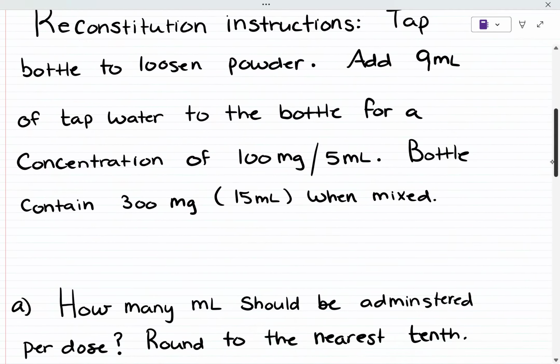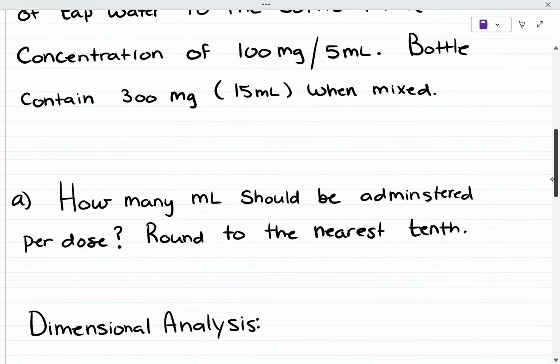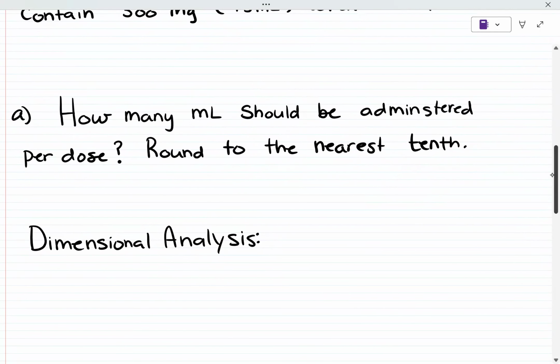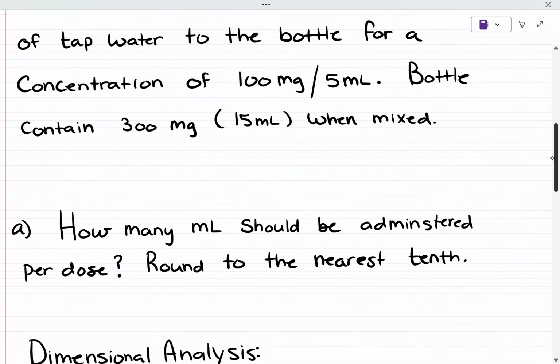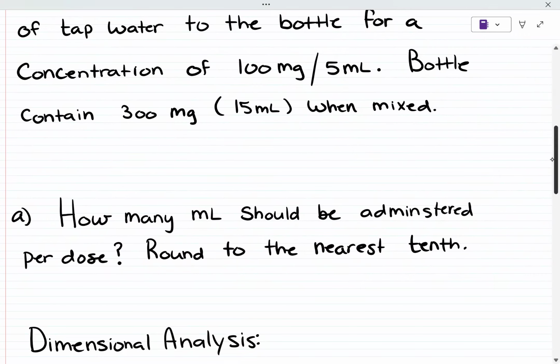Part A says, how many milliliters should be administered per dose? Round to the nearest tenth. We could definitely do this three ways: dimensional analysis, ratio and proportion, and formula. They're going to give you information that you may or may not need, so just look at the question. It says how many milliliters? So that means our final answer shall be in milliliters.